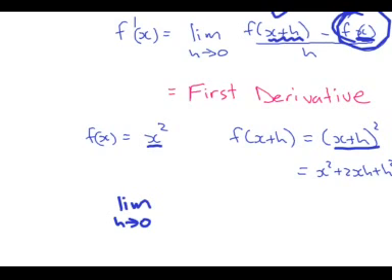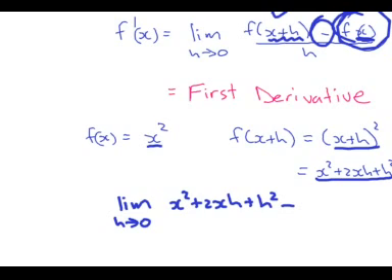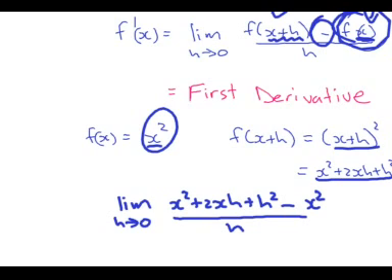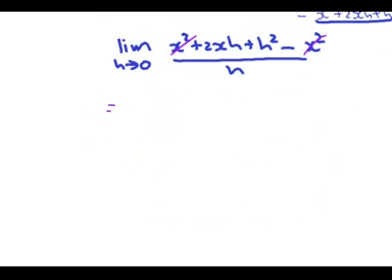Limit of h tends to 0. F of x plus h is that expression there. So it's x squared plus 2xh plus h squared. Then there's a minus, and then I write f of x, which is that part of the question. And this is all over h. And then I also said, remember that everything not containing h must cancel. So you'll find that those two cancel each other out. And you will be left with the limit of h tends to 0 of 2xh plus h squared over h.